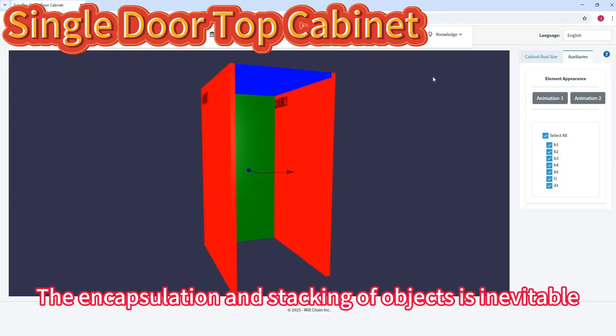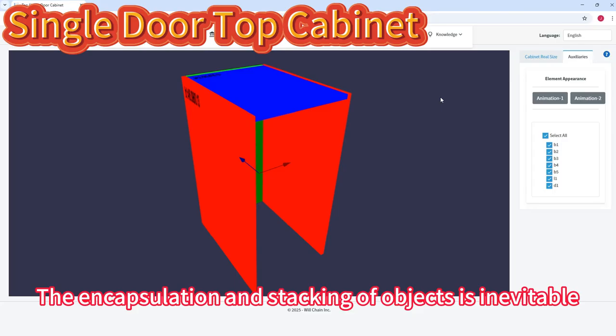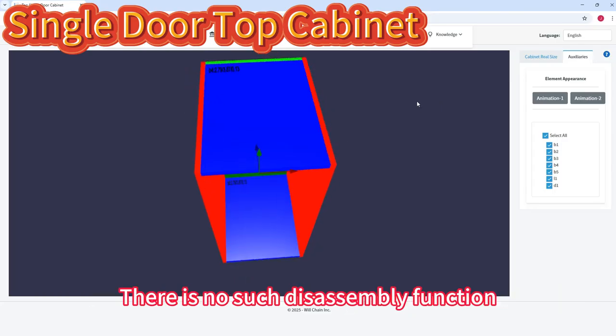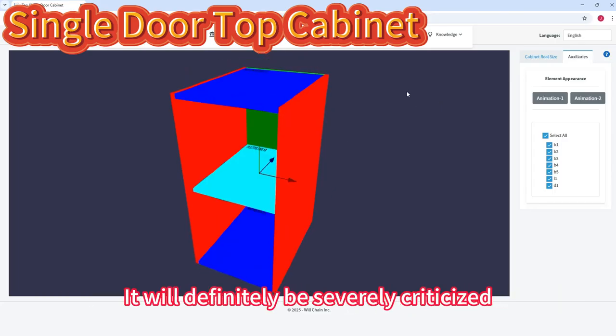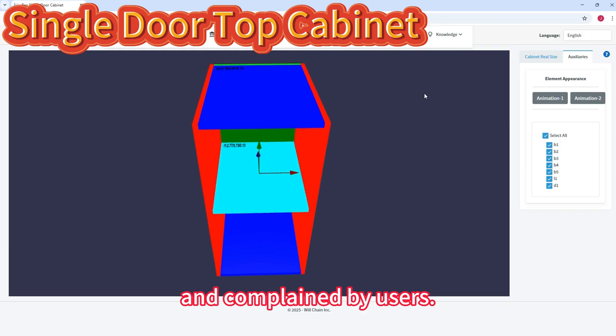The encapsulation and stacking of objects is inevitable. If there is no such disassembly function, it will definitely be severely criticized and complained about by users.